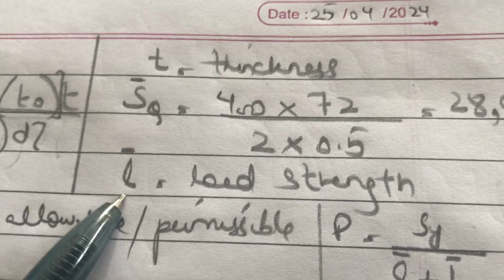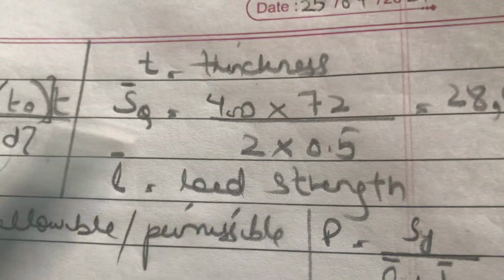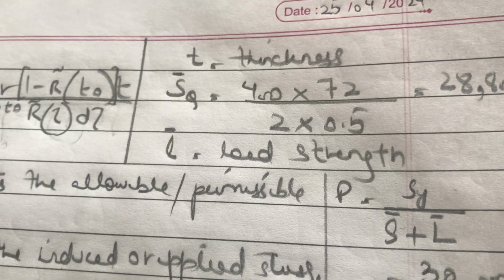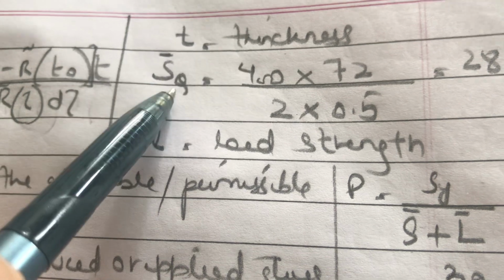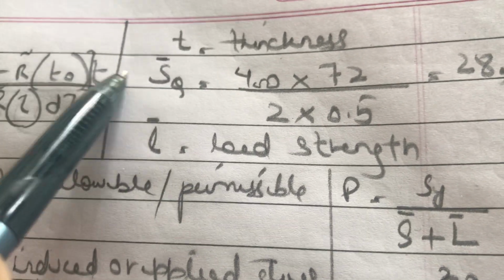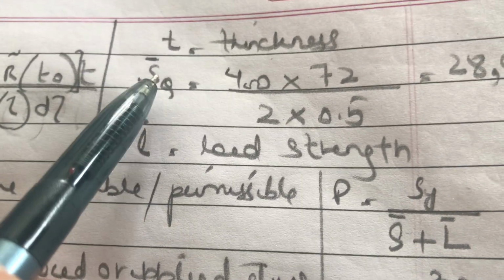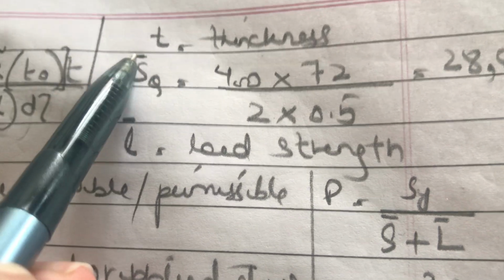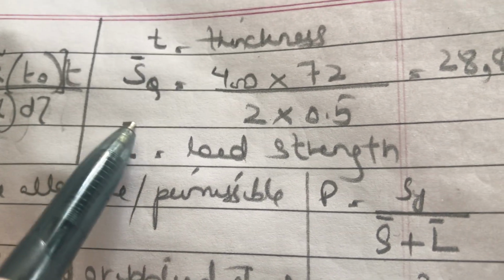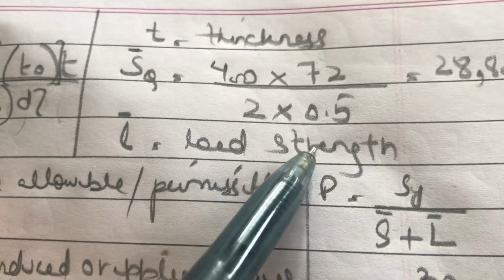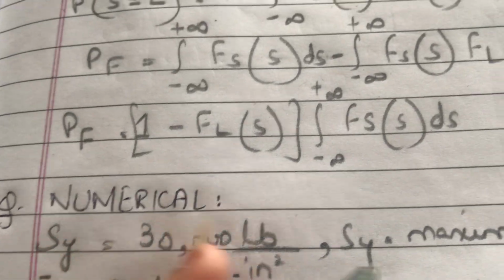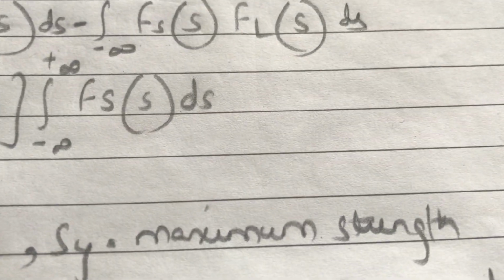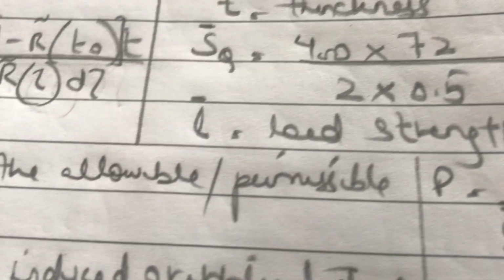Now I told you that L is our load strength. We have put this here so that this and our maximum strength don't get mixed. This is our load strength and this is our average strength, and Sy was our maximum strength.